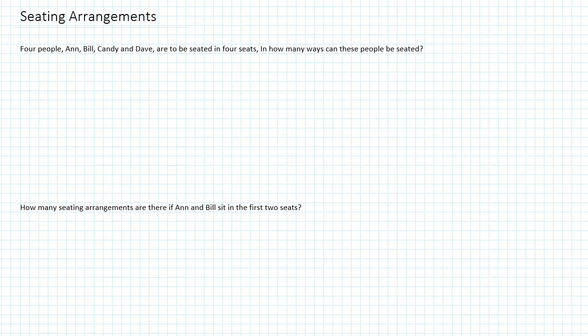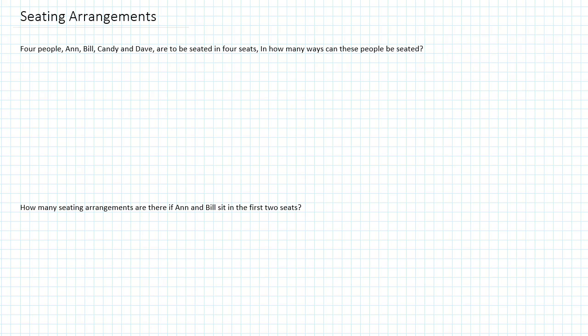So if I try to do this with a tree diagram, when I make my first branch, that's going to tell me who's going to go in the first seat. Then from each one of those 4, I'm going to make another branch. That's going to tell me who's going to go in the second seat. And then from each one of those, I'm going to make a branch for the third seat and then a branch for the fourth seat. That's going to be a pretty good sized tree diagram.